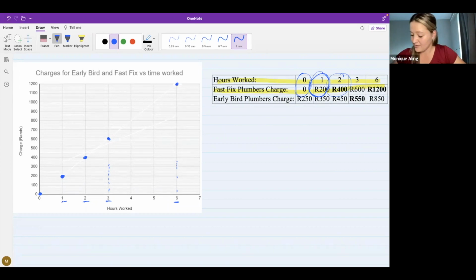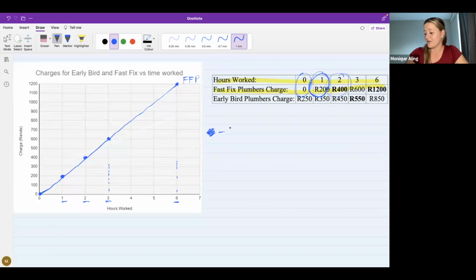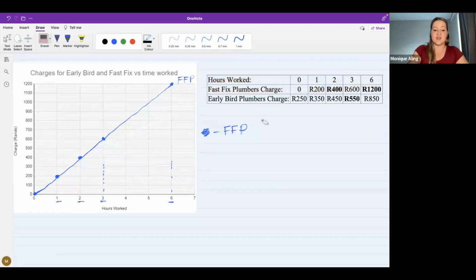Okay, so I'm going to join the lines. Apologies, it isn't completely straight, but you will use a ruler. Okay, and then you can label the line. So it's fast fix, or you can make a key or legend on the side with your different color, just so that the marker can see which graph is which. Okay, do we have any questions with plotting that first graph? If you have any questions, let me know in the chat.